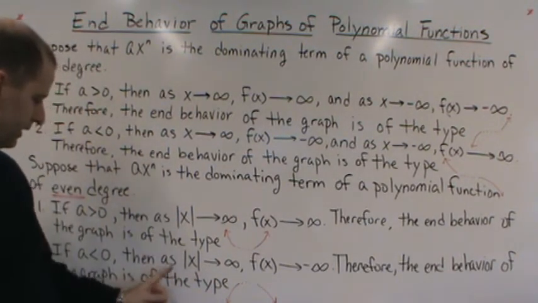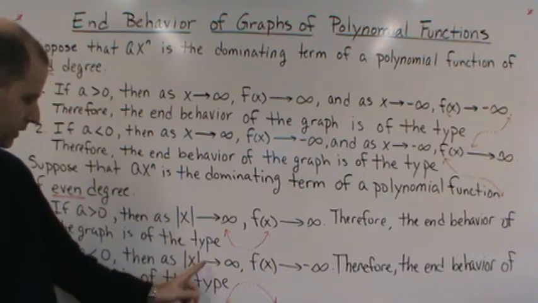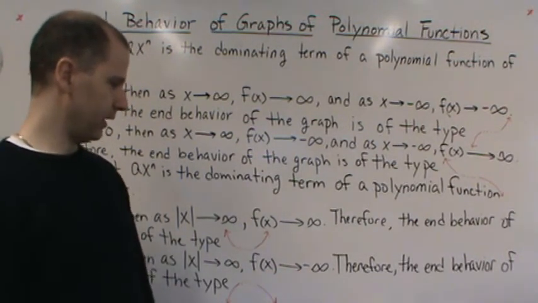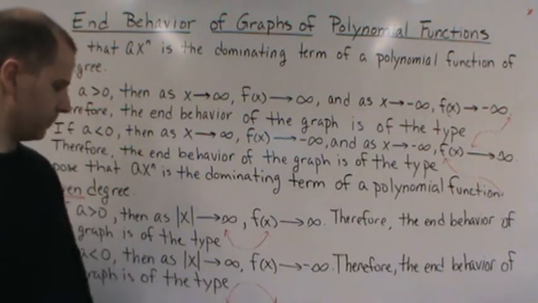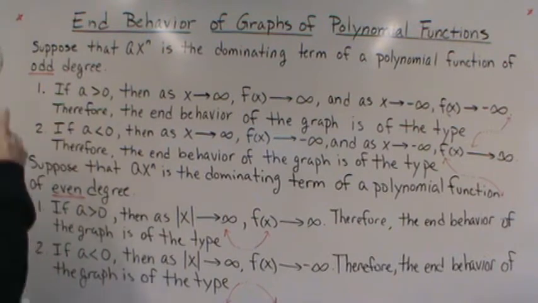And then if a is negative, then again, both tails are going to go down. So that means that as the absolute value of x goes to positive infinity, f of x is going to negative infinity, and so therefore the end behavior is going to look like this. Okay? So here's the recap. Here's the upshot of it.